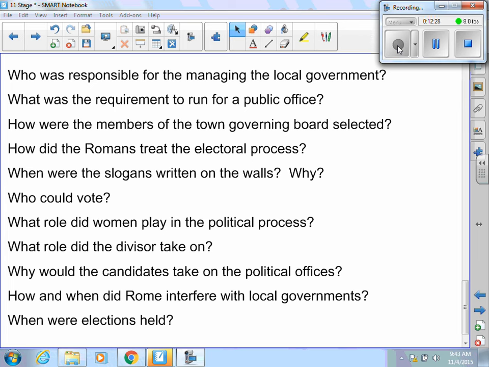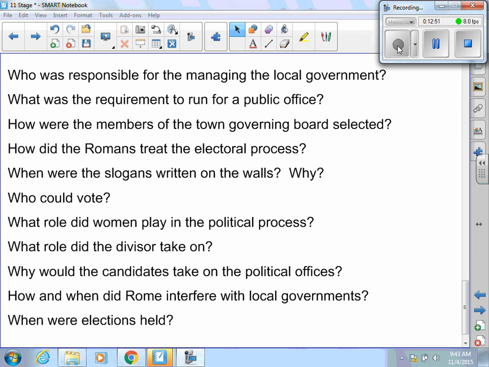Why would the candidates take on political office? They did this for power. They did this for power because they would lose money. Remember, these guys are giving away bribes. They are promising new roads. They're promising spectacles, gladiatorial fights, plays, etc. So they're losing money when they're running for this, but it did give them a position of power.